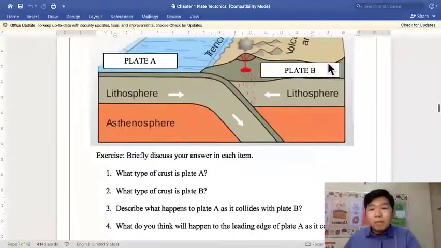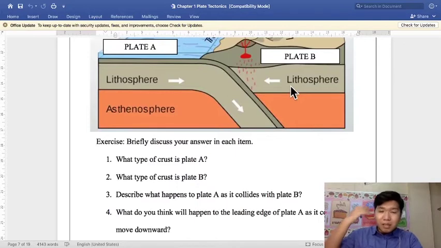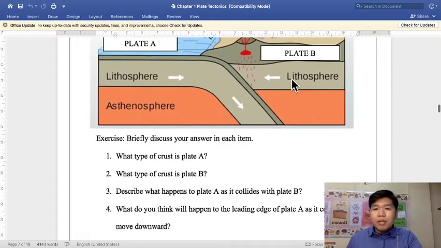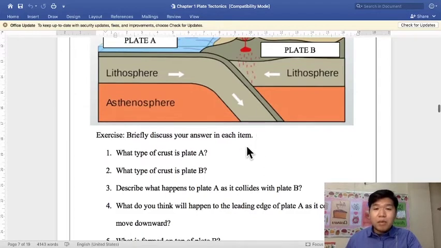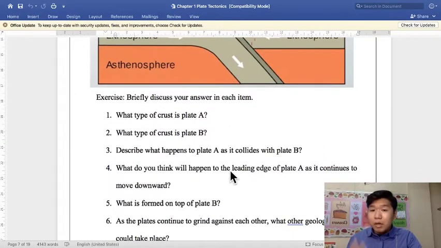Okay? So, let's go through the questions all over again. What type of crust is plate A? It is an oceanic crust. Number 2, what type of crust is plate B? It is a continental crust. Number 3, what happens as plate A collides with plate B? Plate A will sink, and this process is again called subduction.